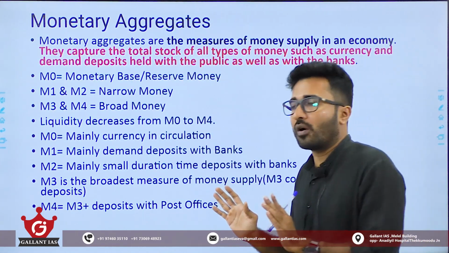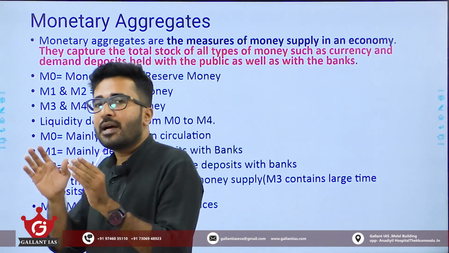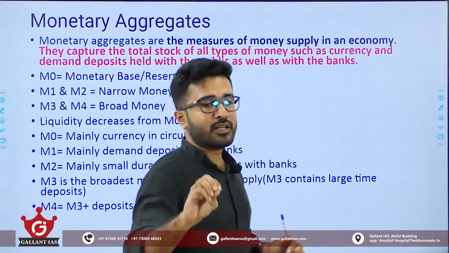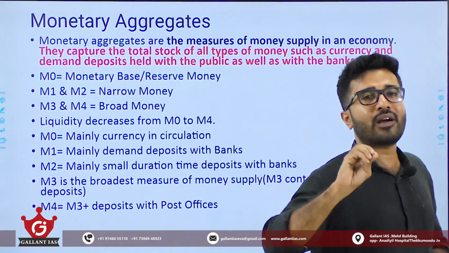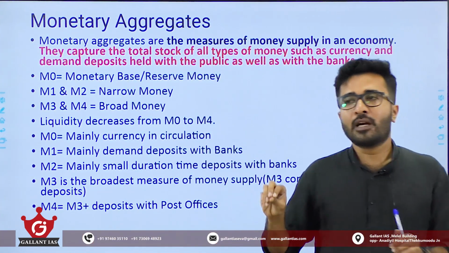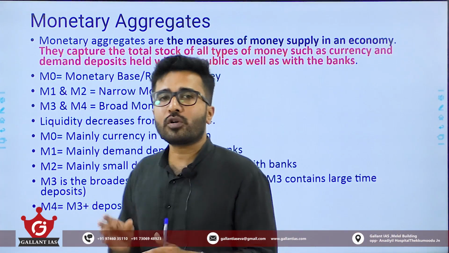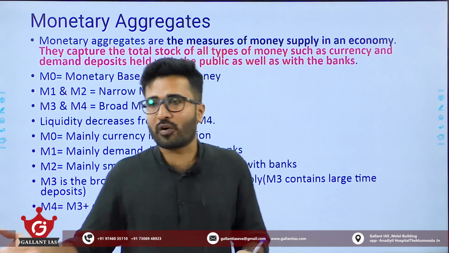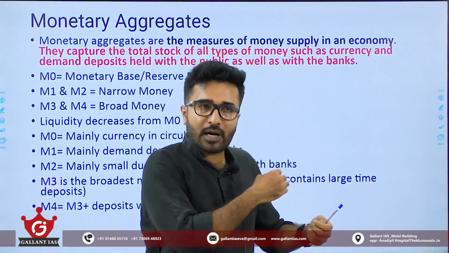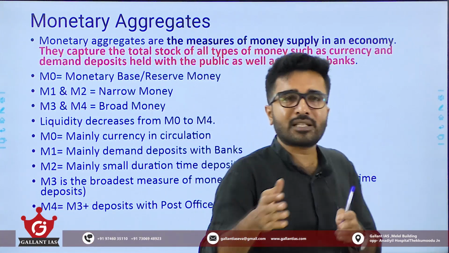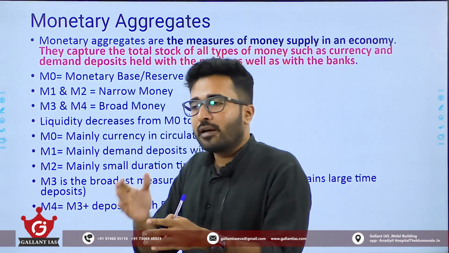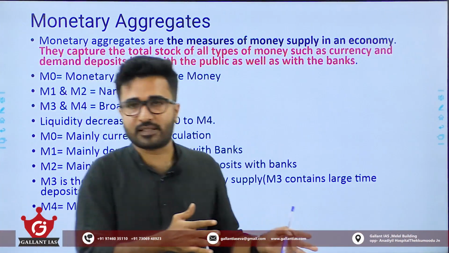Monetary aggregates are the measure of the money available in the economy. For example, RBI has printed a currency of 1 lakh crore rupees. Now, RBI should know that I have issued 1 lakh crore rupees, but where is it located now? Some money will be in the hands of people, some in bank deposits, some in post office deposits. So money is located in different places.